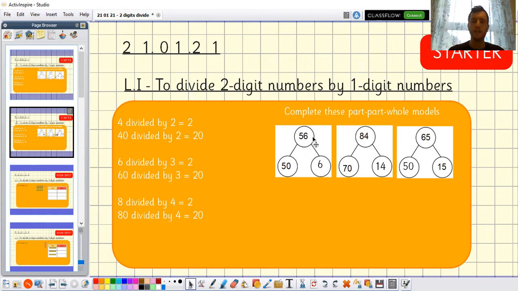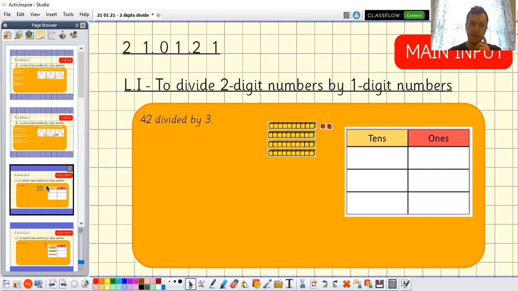56 partitions into 50 and 6. 84 partitions into, well, if we had 70 here, that's got to be 14, because 70 plus 14 makes 84. And 65, we were given 15. The other part must be 50, because 50 plus 15 is equal to 65. Well done if you got those slightly trickier partition models there.